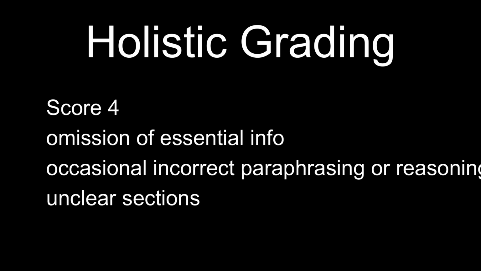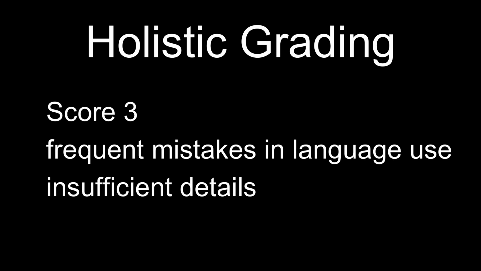Score 4 pitfalls. Omitting crucial information needed to understand the reasoning behind both texts. Occasional instances of incorrect paraphrasing or reasoning. Unclear sections due to sporadic grammar errors. Score 3 territory. Frequent occurrence of the problems mentioned above, hindering the rater's understanding of your ideas. Generalizing ideas without sufficient elaboration on details from the reading and lecture.